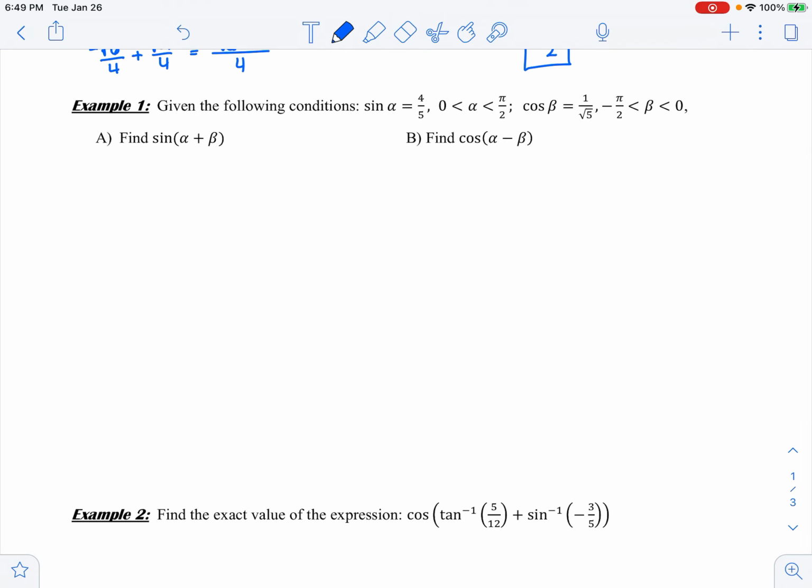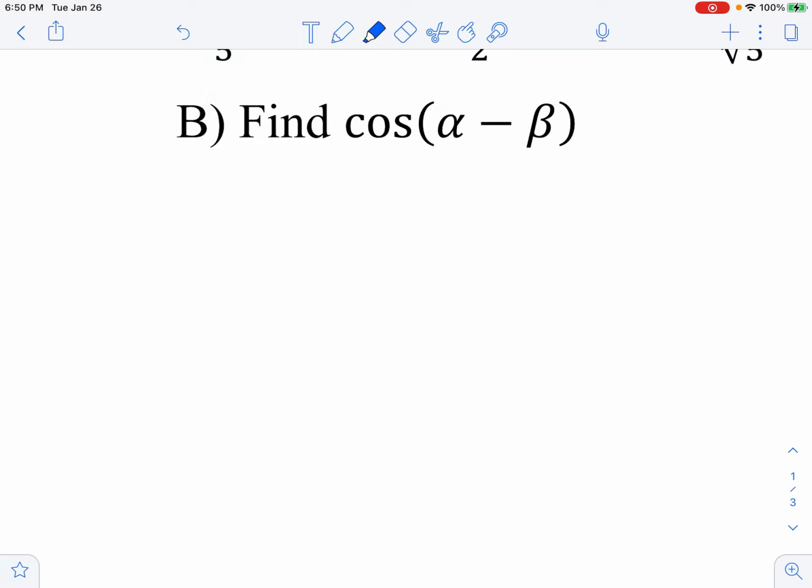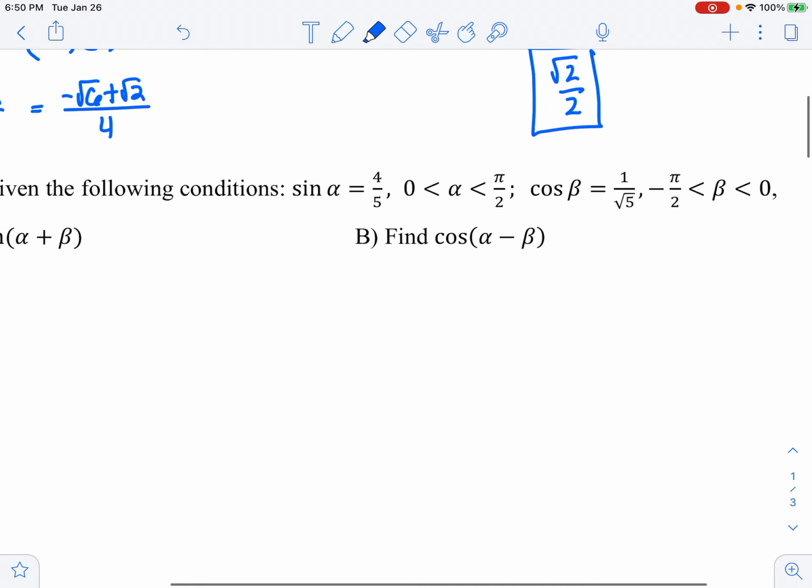Okay, so let's move on to the new stuff, which you're still using your sum and difference formulas. But if you notice, the problems are given to you in a completely different format, right? Okay, so it says, given the following conditions, the sine of alpha is 4/5, where alpha is in between 0 and pi over 2. And the cosine of beta is 1 over root 5, where beta is in between negative pi over 2 and 0. Then they want us to find the sine of alpha plus beta and the cosine of alpha minus beta, okay?